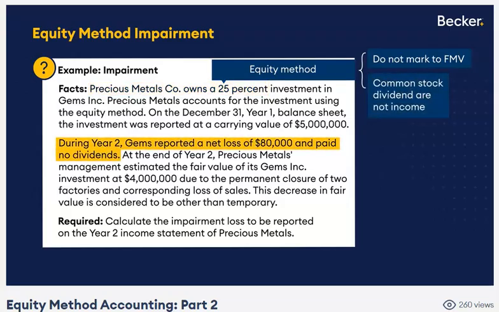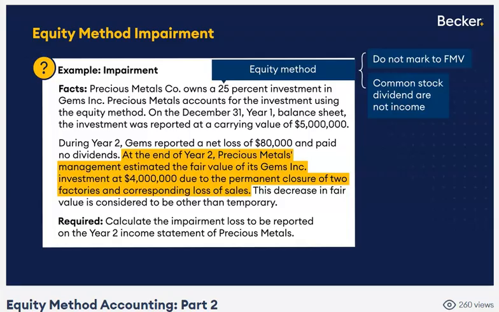During year two, they had a loss of $80,000. That's going to cause us to reduce our investment account, and our equity earnings will be negative. So do the math immediately. Don't wait. $80,000 times what percent of that belongs to us? 25%. A $20,000 loss is going on our income statement. That's our percentage share. They tell me Precious Metals management estimated the fair value of the investment at $4 million due to a permanent, I like the word permanent, closure of 2 factories and a corresponding loss of sales, and management thinks this is other than temporary. So folks, the fair value is only $4 million.